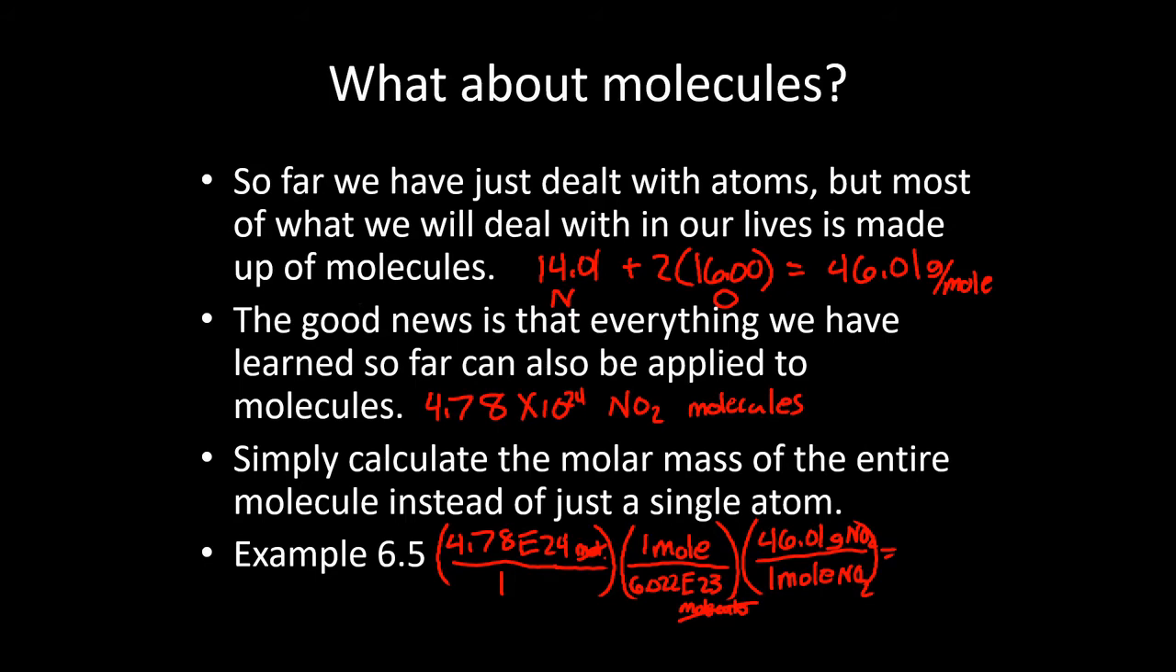So if I do all that math, 4.78 times 10 to the 24 divided by 6.022 times 10 to the 23rd times 46.01. That gives me 365. Let's see, I'll only get 3 sig figs, so 365 grams of NO2.